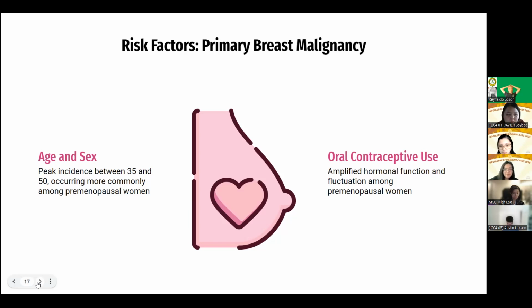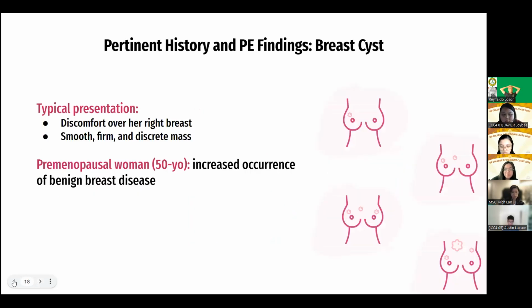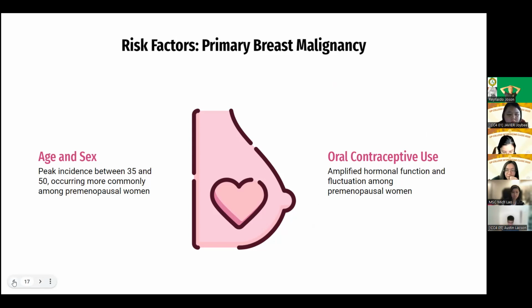Moving on to the next one. So we have oral contraceptive use. No, not yet. Sorry. So for oral contraceptive use naman, the patient has a history of contraceptive use, as mentioned. It is said that hormonal function and fluctuation directly influence breast cysts and their associated symptoms. So this can also explain why breast cysts typically occur during menstrual cyclic changes, as well as lobular development and involution as seen in premenopausal and perimenopausal women, as well as postmenopausal women.